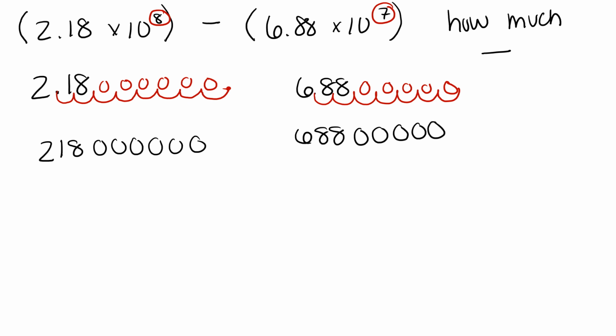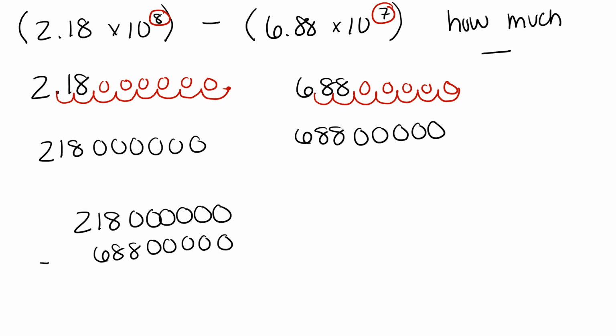We can go ahead and set up our subtraction problem. The 218 and 6 zeros goes on top, and we're subtracting the 688 with the 5 zeros on the bottom. Notice we line up our zeros starting on that right-hand side to subtract. All of the zeros can be brought down because 0 minus 0 is 0. We cannot do 0 minus 8, so we're going to borrow. The 8 becomes a 7 and the 0 becomes a 10. 10 minus 8 is 2.